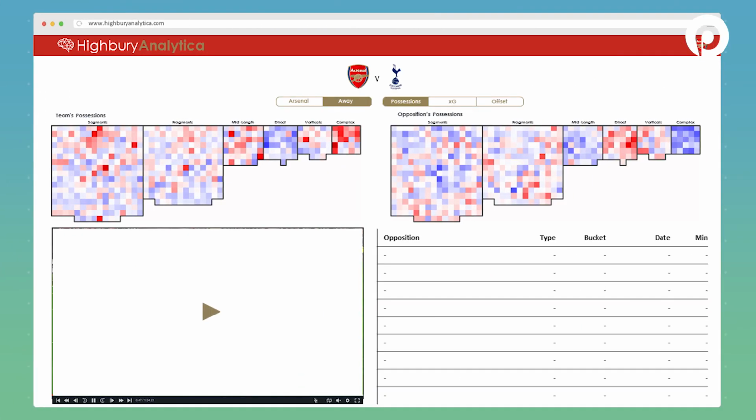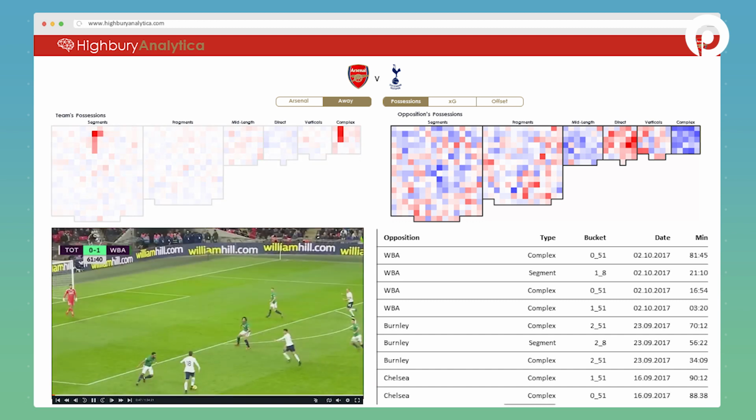So you can mock this front end up. Watch out for your personal data. But this could be an intuitive way for coaches to interact with this framework. They can select the different types of possessions, and then you'd have a playlist that would play them.